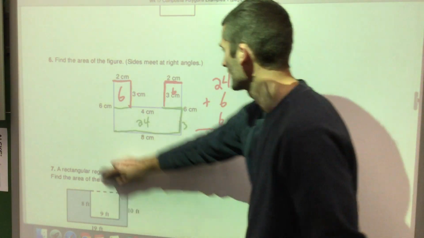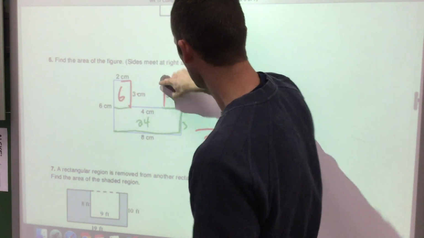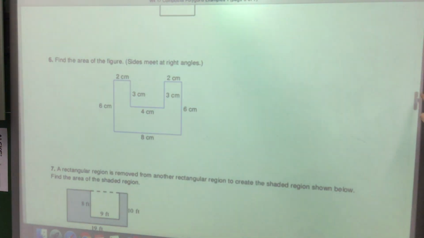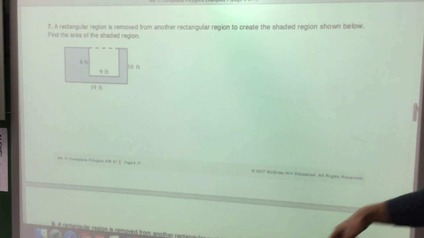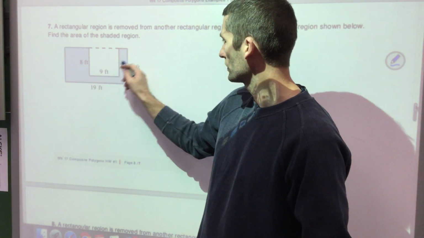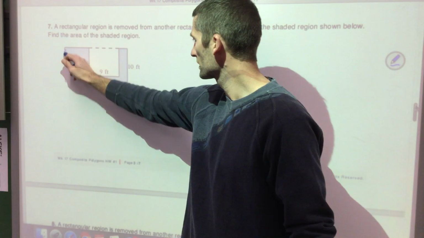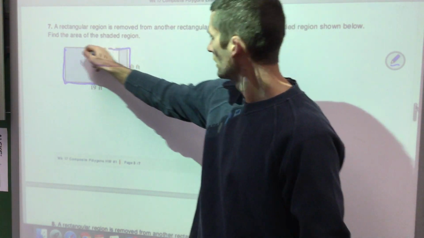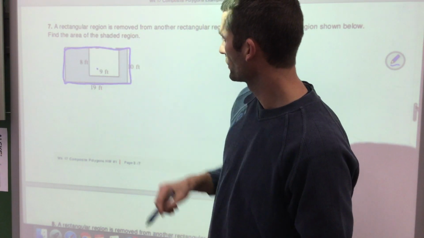Okay, the next one we're going to do similarly, but we're going to do subtraction this time. So we could divide it up into 3 rectangles, but I'm going to take this big rectangle and then we're going to take a bite out of it. So we'll subtract that out.